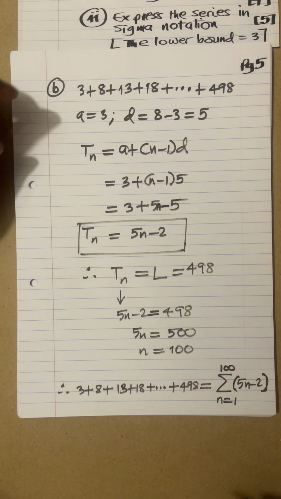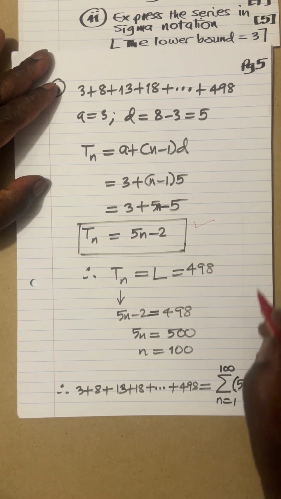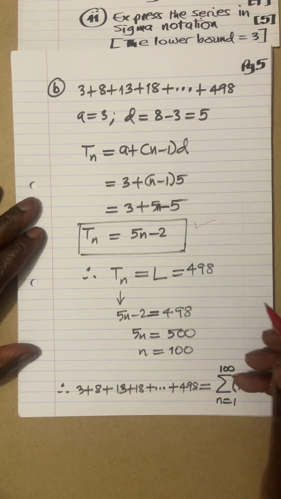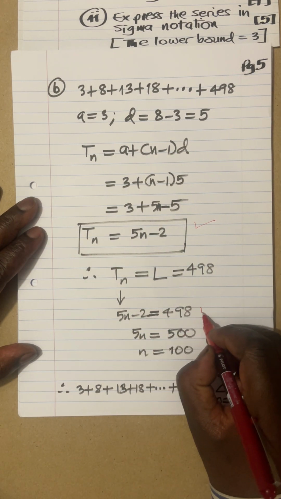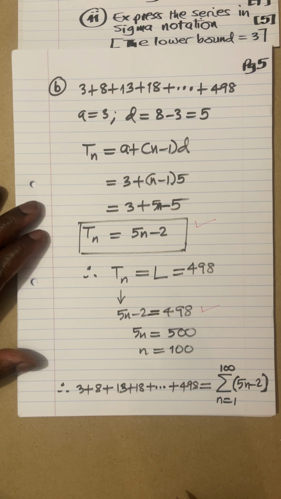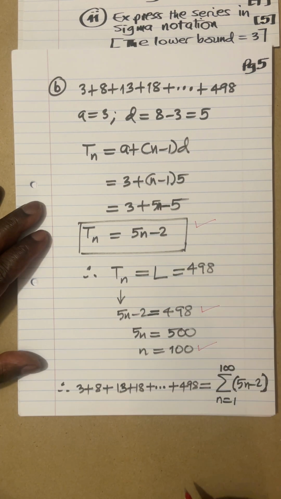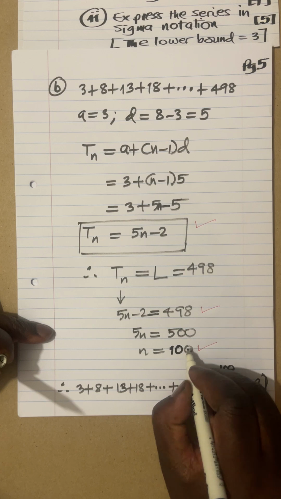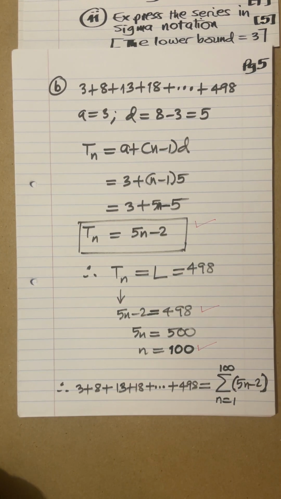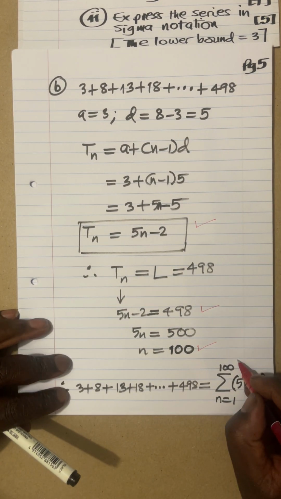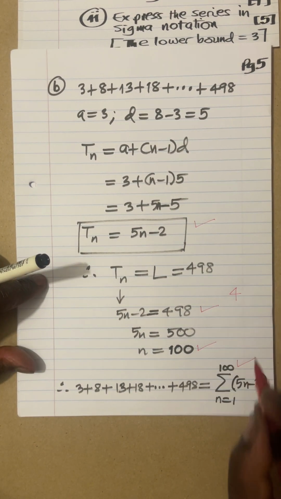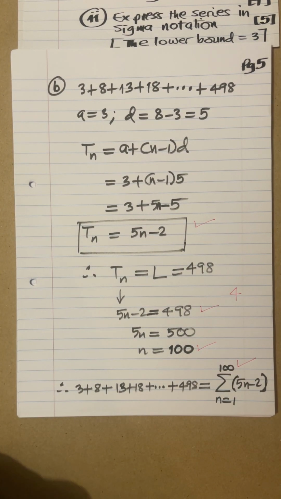So the first mark would be determining the nth term formula or expression. The second mark would be equating the nth term formula to the last term. And the third mark would be determining the number of terms, and our number of terms is 100 here according to our calculation. And then the last mark would be assembling all that information together. So that would be 4 marks. Right. Now let's move on to the next one.